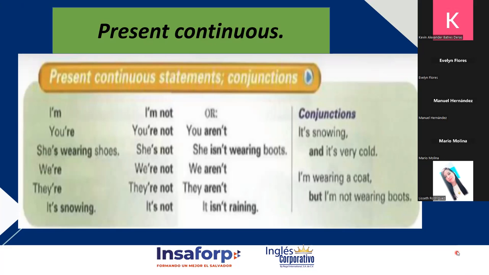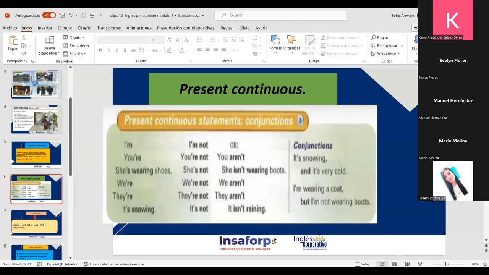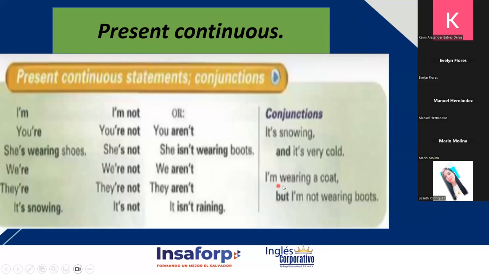Let me have Lizeth Rodriguez, please. Conjunctions, both sentences, ambas oraciones. Action. It's snowing and it's very cool. Ian's wearing a coat. Dice él. No. Es que no lo veía. No lo ve. Lo muevo más si quiere, permítame. All right. It's snowing and it's very cold. And wearing a coat.